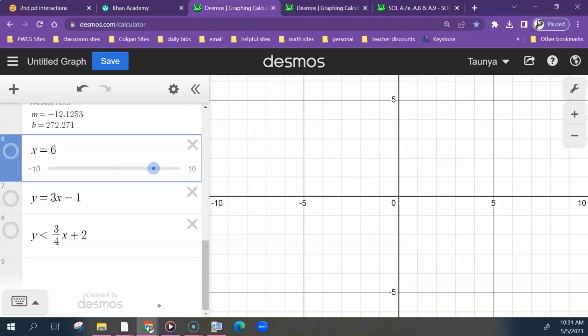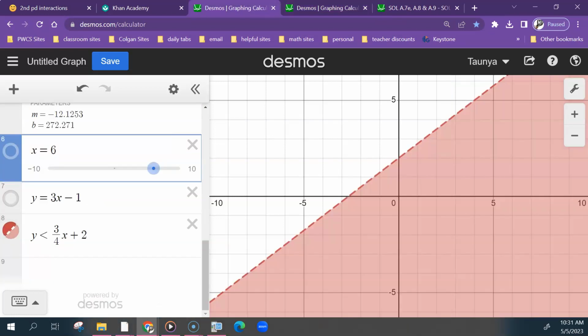Number 5 was an inequality one. So this should have been a dashed line. Y-intercept of 2, slope of 3/4, shaded below.